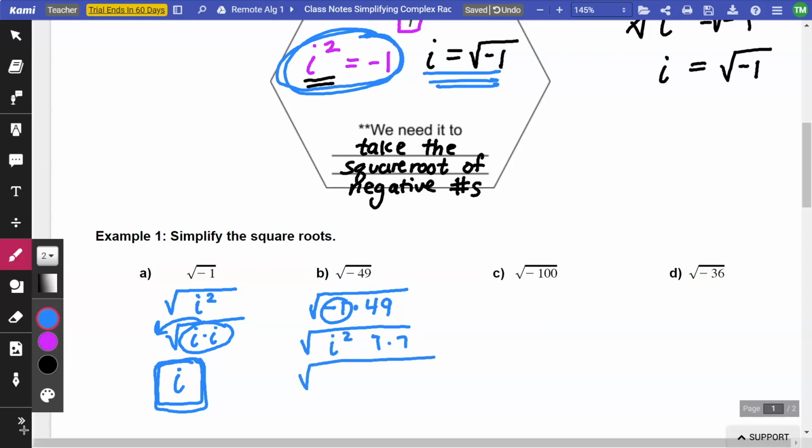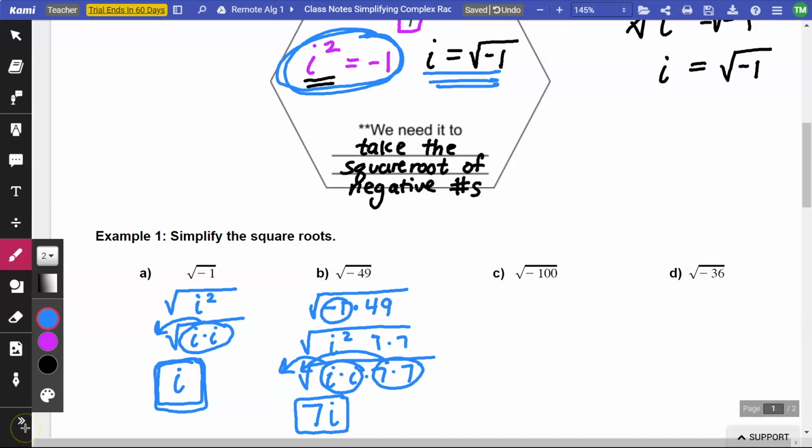And I know that i squared is really i times i, times 7 times 7. Well, hey, I have a group of 2 i's. I can bring that out in front. I have a group of 2 7's. I can bring that out front of the radical. So I'm going to bring out the 7, and I'm going to bring out the i. So that means that the square root of -49 is 7i.